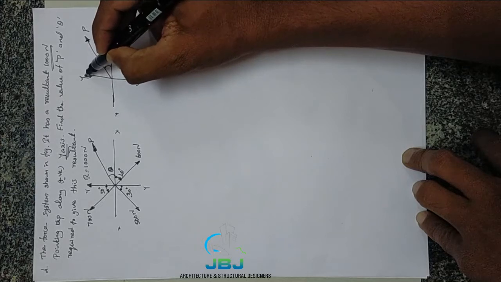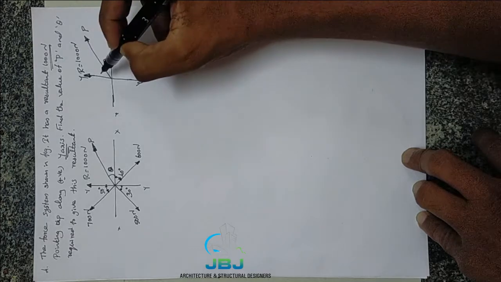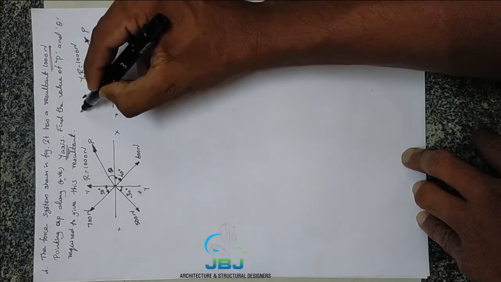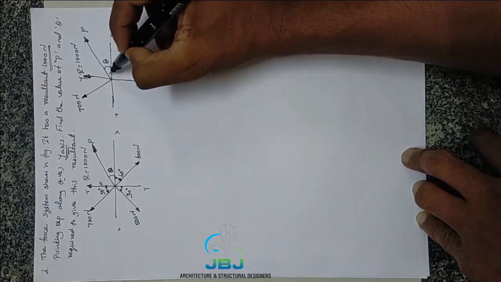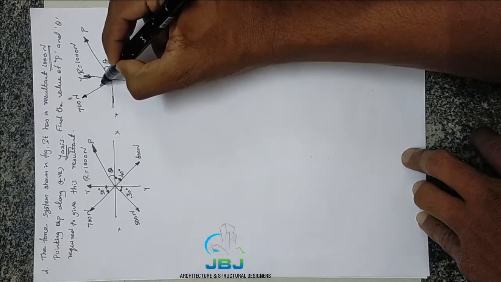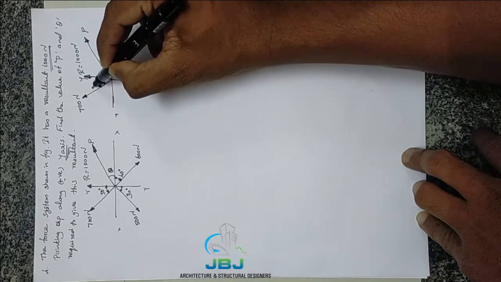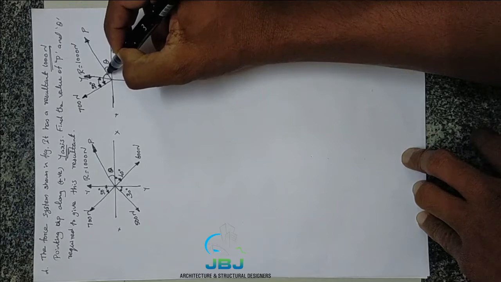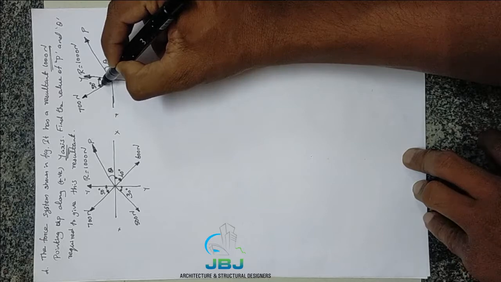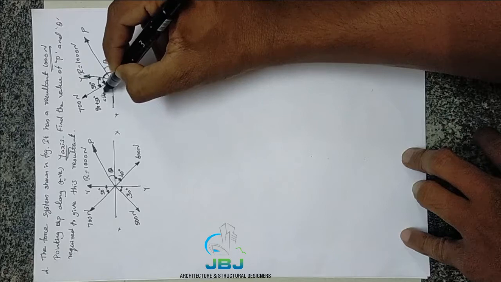Here R is already given, R equal to 1000 Newton. Then we know this angle, but we should find the angle of this inclined force from the x-axis. Already we know the angle from this axis, that is 50 degrees. So what is the whole angle? From this point to this point is 90 degrees, and from this point to this point is 50 degrees. So 90 plus 50 degrees is equal to 140 degrees.